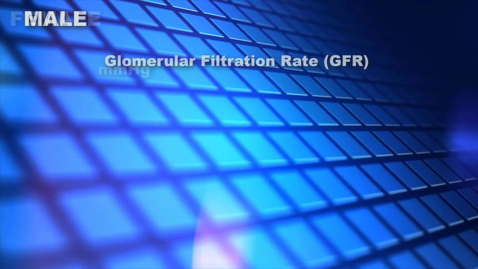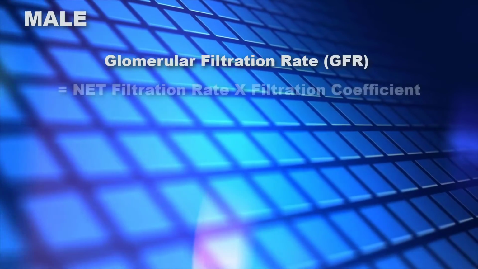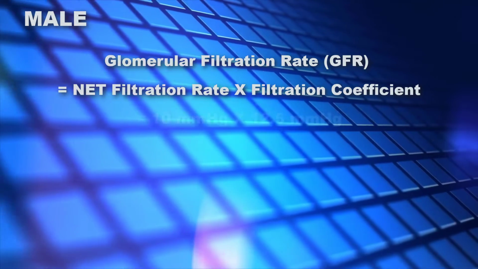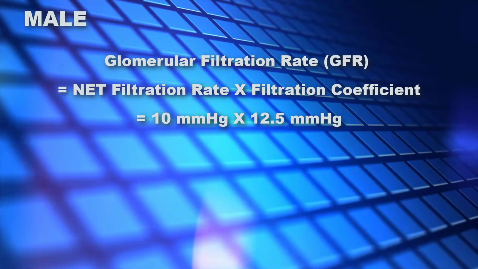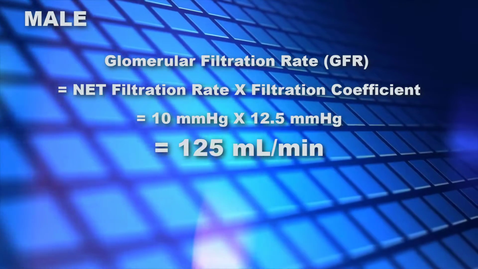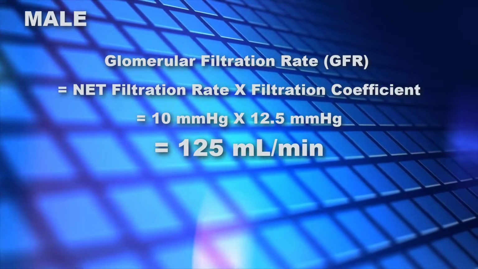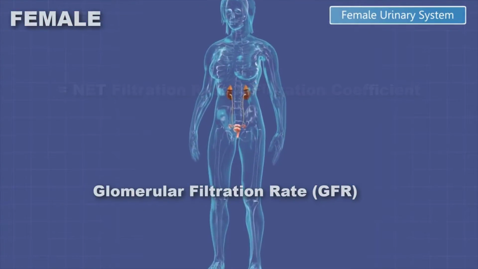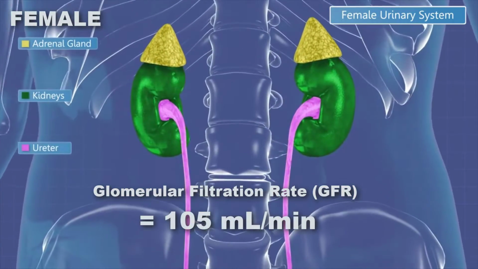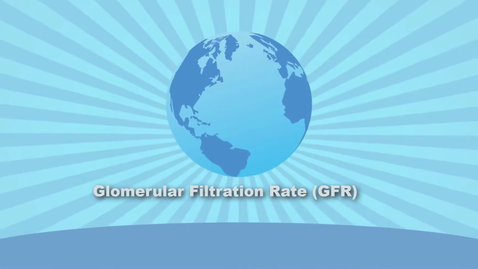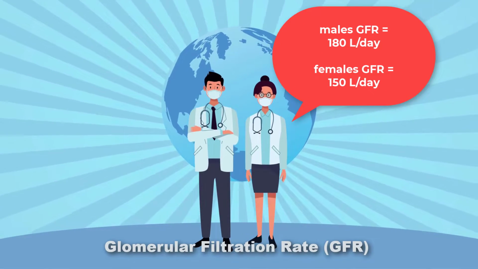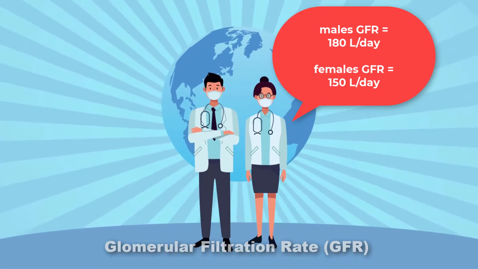For males, the glomerular filtration rate equals net filtration pressure times the filtration coefficient, or 10 millimeters of mercury times 12.5 milliliters per minute per millimeter of mercury, equaling 125 milliliters per minute. In young adult females, the glomerular filtration rate is about 105 milliliters per minute. These rates are equivalent to 180 liters per day in males and 150 liters per day in females.